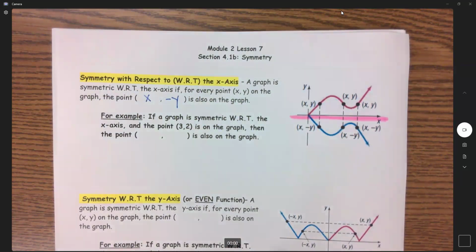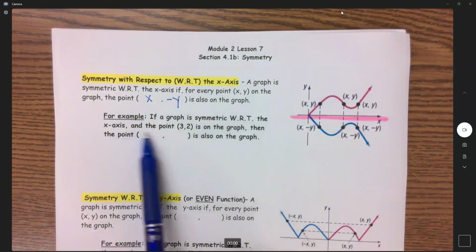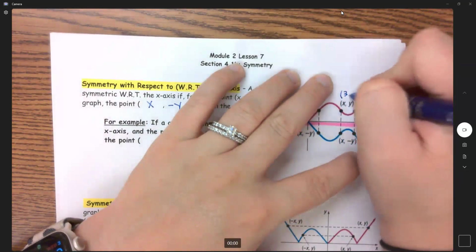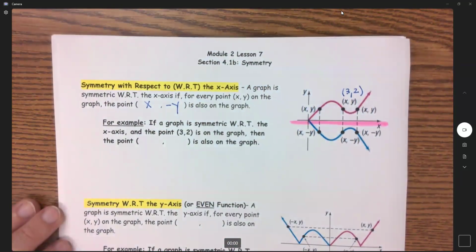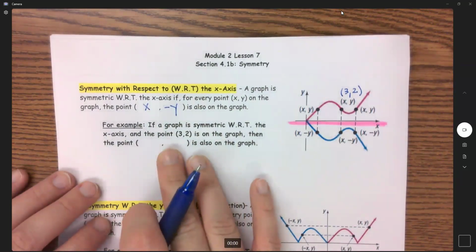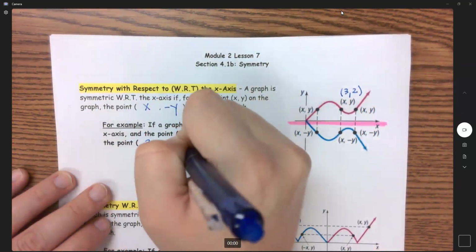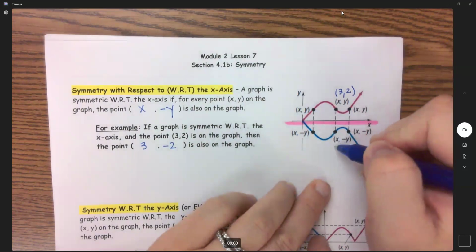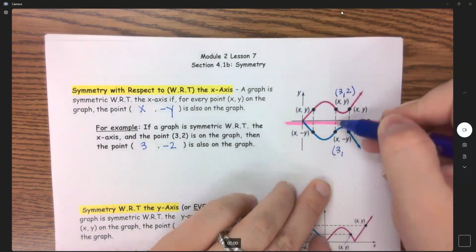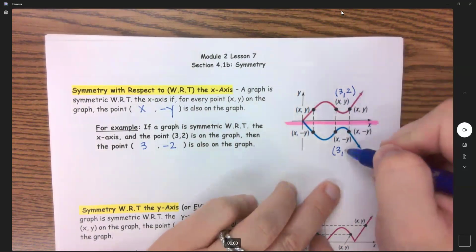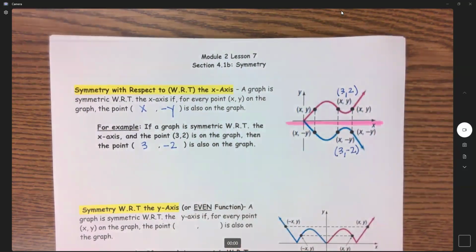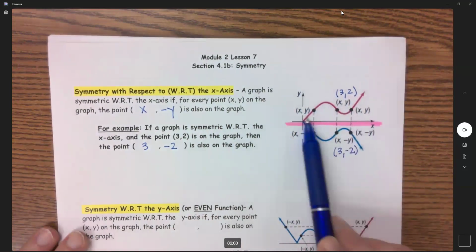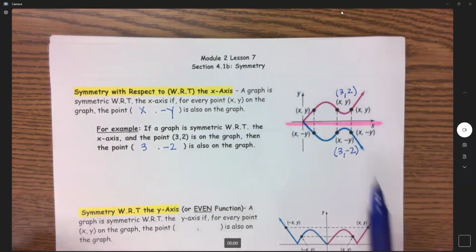So, for example, if the graph is symmetric with respect to the x-axis, the point 3, 2 is on the graph. So let's say that this point right here is point 3, 2. Then what other point is also on the graph? And that would be 3 comma negative 2, because we would still be going over positive 3 on our x-axis, but now I'm going down the same amount as I went up. So this would be negative 2. Okay, but again, we can just visually look at this. Over that x-axis, does the top of it mirror the bottom half? And in this case, yes, it does.